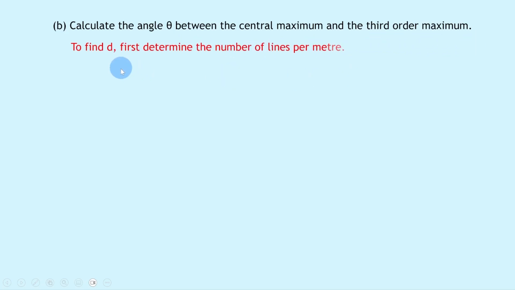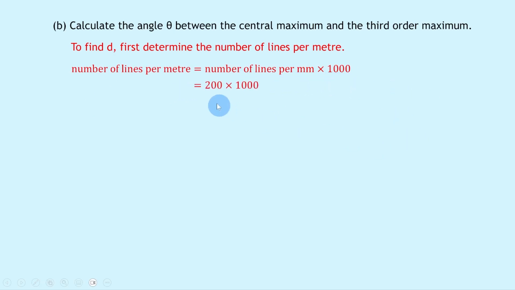Well, to find the slit separation d, we first need to determine the number of lines per metre. And in the question here we're given the number of lines per millimetre. So remember, to get the number of lines per metre, we take the number of lines per millimetre and times it by 1000. So in this case we're told there are 200 lines per millimetre, so we times that by 1000 to get 200,000, or 2 times 10 to the 5. And then we can use the relationship between slit separation d and number of lines per metre to find what d is.